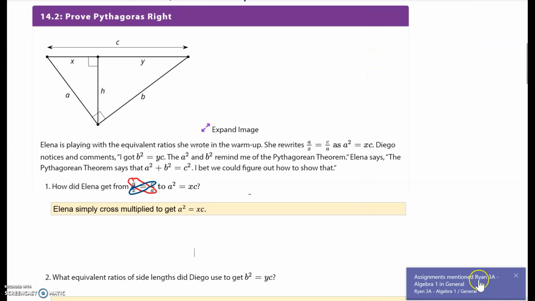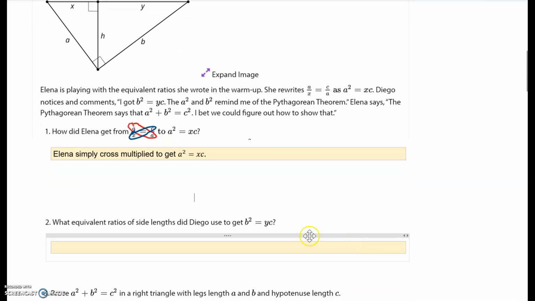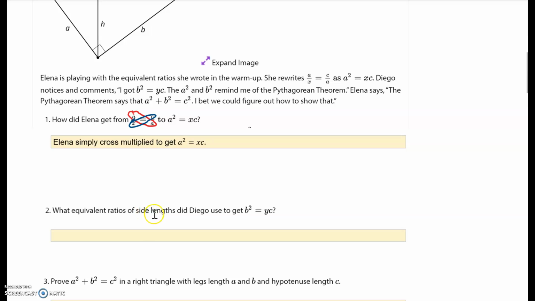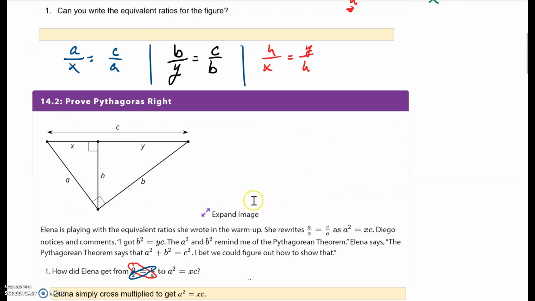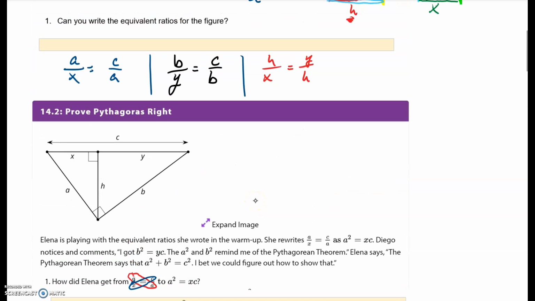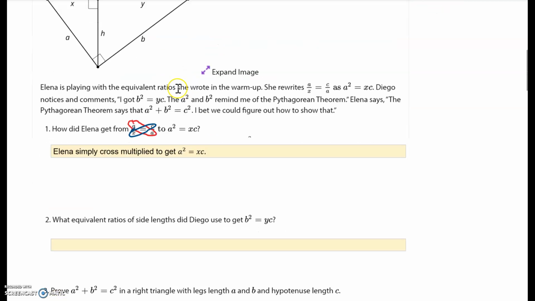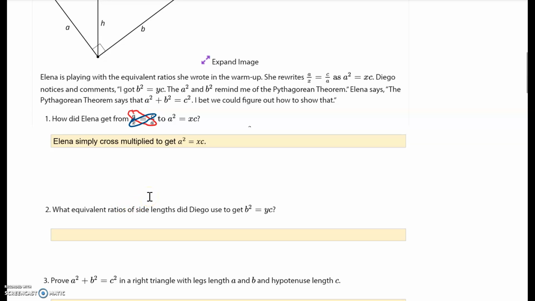Next, moving down, what equivalent ratios of side lengths did Diego use to get b squared equals yc? So if we go up here, we need to figure out which one of these proportions Diego used, and we see that he used the middle one. If we cross multiply here, b squared is going to equal y times c. So that's what he used. Diego used b over y is equal to c over b.